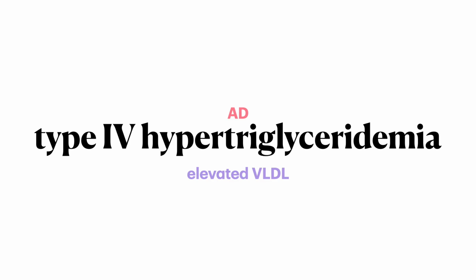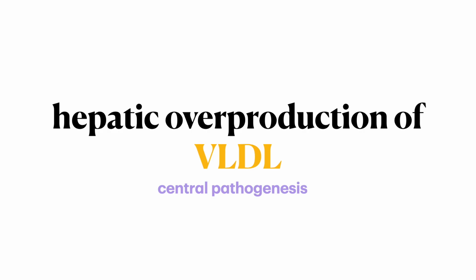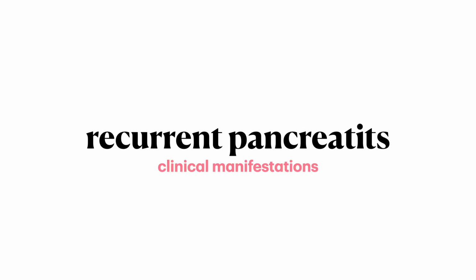And finally, you have type 4 hypertriglyceridemia. This is an autosomal dominant condition where you have elevated VLDL levels. Now, here the issue is that the liver is going totally crazy. It's ramping up production of VLDL at crazy amounts and dumping that into the circulation. So that's the central pathogenesis. It's an overproduction problem. These patients will present with recurrent pancreatitis as their core clinical manifestation.